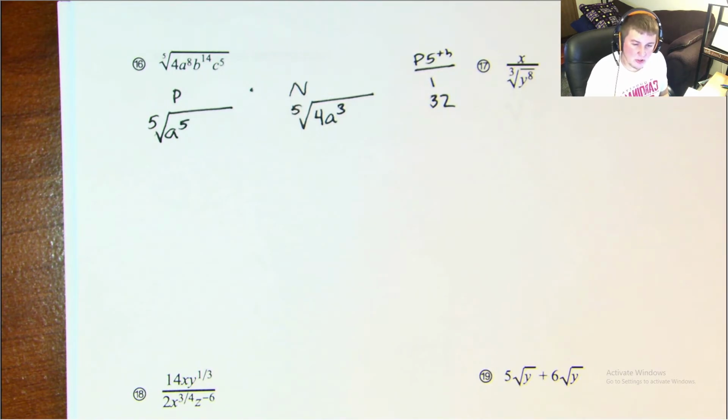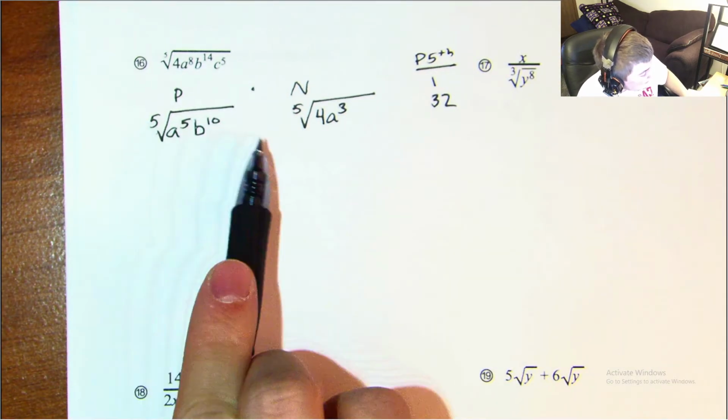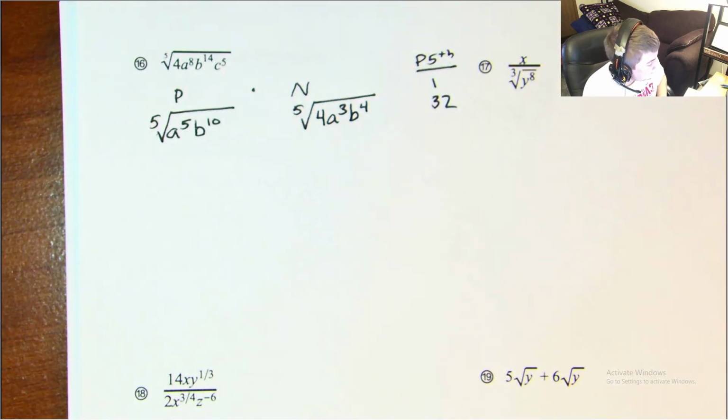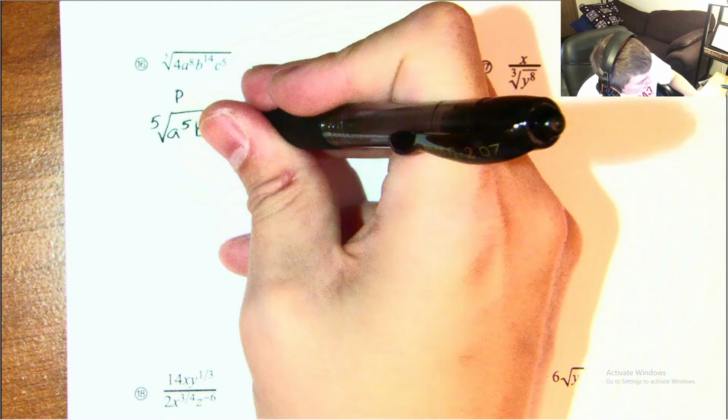So how am I going to split up b to the 14th? I want to split it up into a b power that has a multiple of 5 and then another b power that isn't. So how would I do this? I would split this up into b to the 10th, because 10 is divisible by 5, meaning that there is b to the 4th left over. Then c to the 5th is just a perfect 5th power, because 5 is divisible by 5.